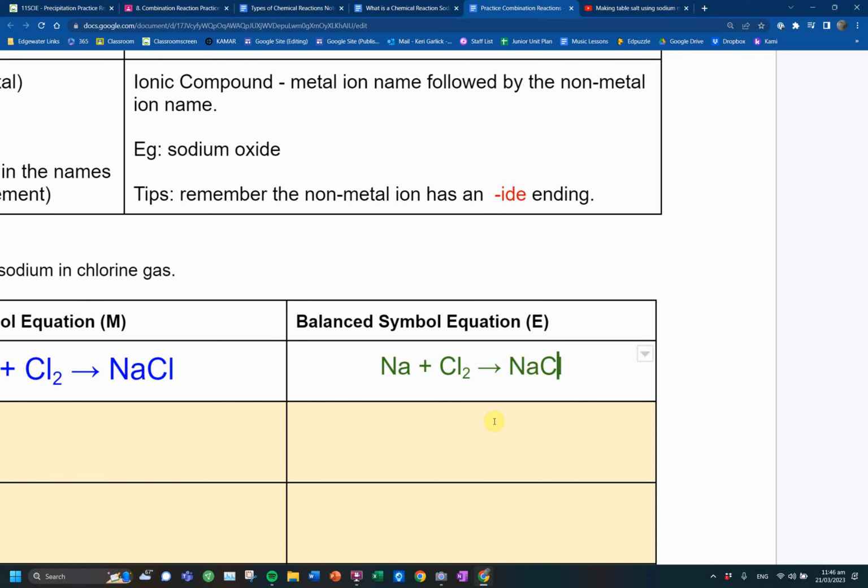So what we are going to be adding is coefficients, which are only added in front. So I'm going to put what number in front of NaCl? 2. But then I've made a problem, haven't I? Now my chlorine's balanced. Is the sodium balanced? No. So what I need to do is put a 2 in front of sodium as well. Now that is balanced.